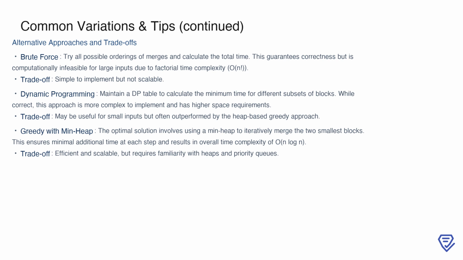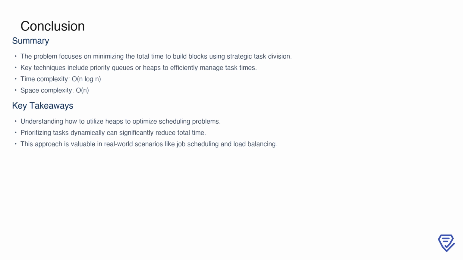The most efficient and scalable solution is the greedy method using a min-heap. By iteratively merging the two smallest blocks, this approach ensures minimal additional time at each step, achieving an overall time complexity of O(n log n). The trade-off is that this method requires familiarity with heaps and priority queues, but it's the most practical for real-world scenarios and competitive programming.